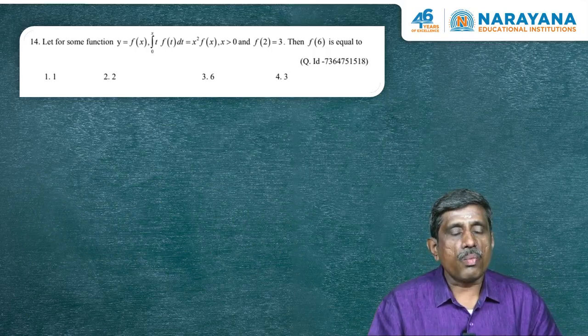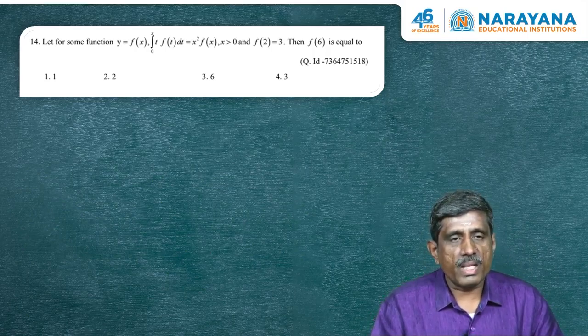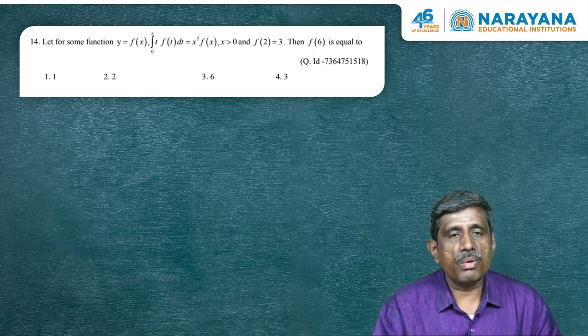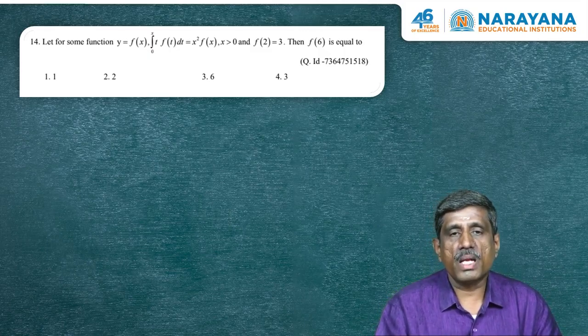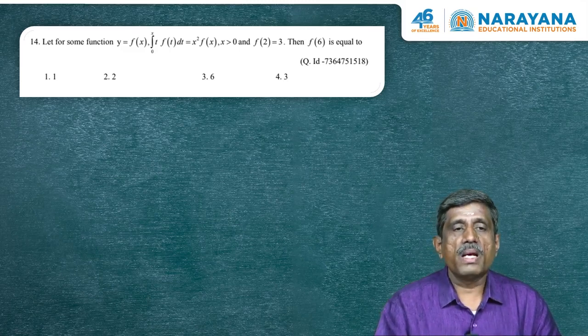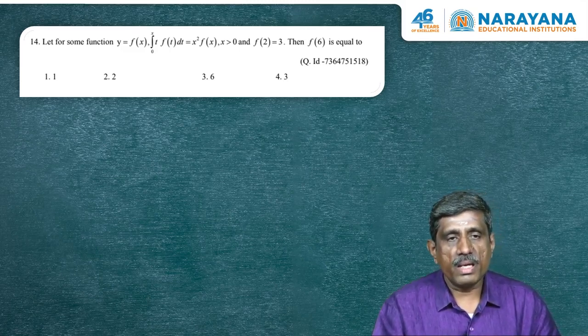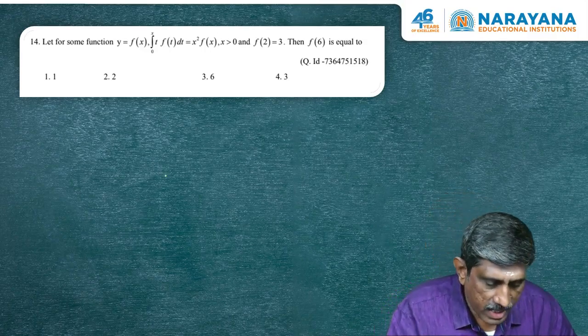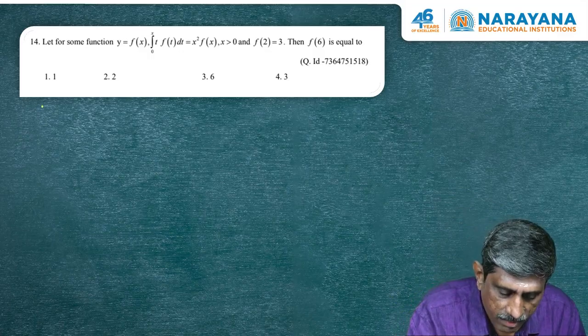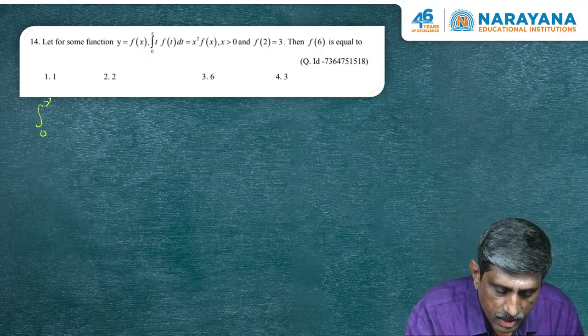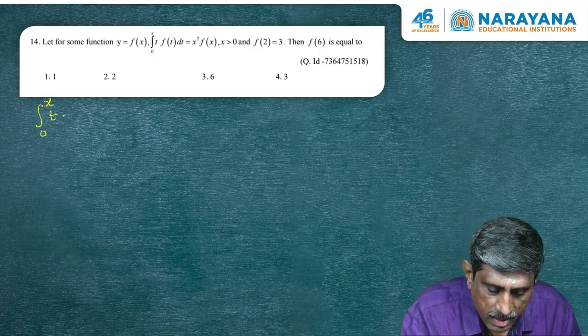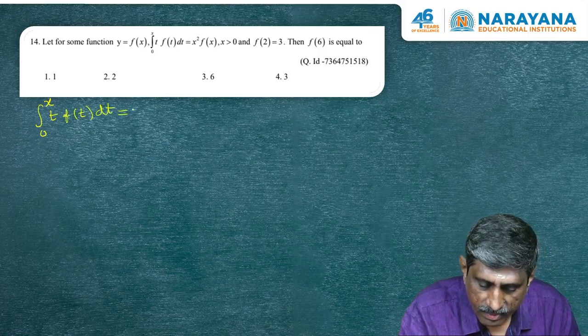Let for some function y equal to f of x, integral 0 to x t into f of t dt is equal to x square into f of x for x greater than 0 and f of 2 is equal to 3. What is the value of f of 6? Let us apply Newton-Leibniz formula, differentiation of a definite integral. When you directly differentiate the given function, integral 0 to x t into f of t dt is equal to x square into f of x is given.